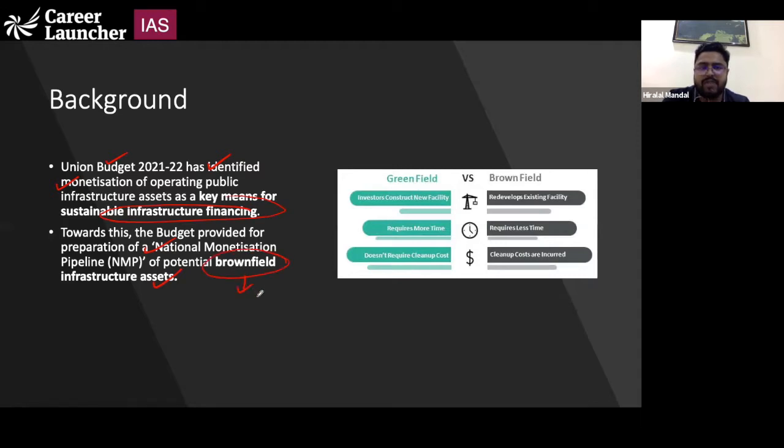Now, what are brownfield infrastructure assets and what is brownfield investment in general? There are two kinds of investment. One is greenfield investment and the second is brownfield investment. Brownfield investments are those which are done on already built facilities, whereas greenfield investment starts with the first facility. It is construction of a new facility. So brownfield is basically such kind of assets where the facilities have already been developed, but then they are given to investors.